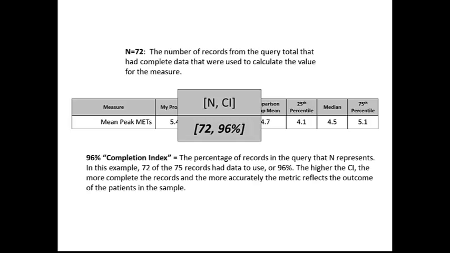And this just represents the percentage of records in the query that N represents. So in this example, we had 72 records that had complete data out of the total of 75 records, so our completion index is 96%.